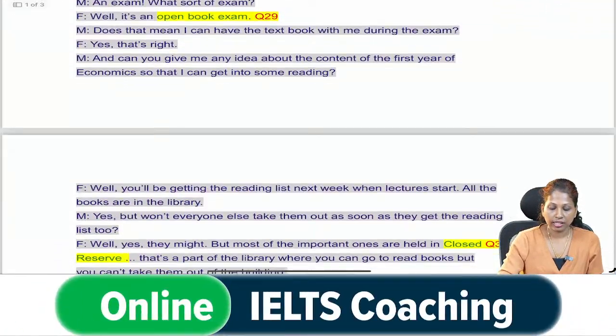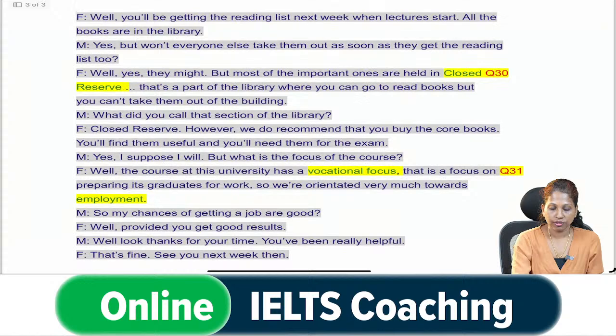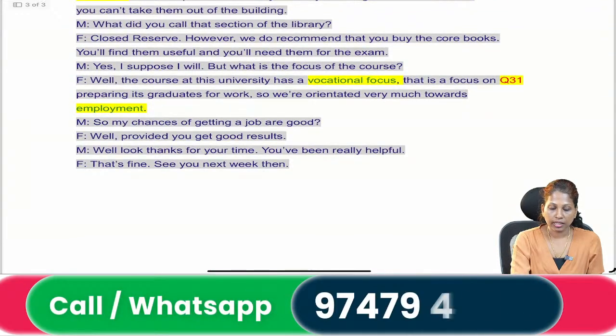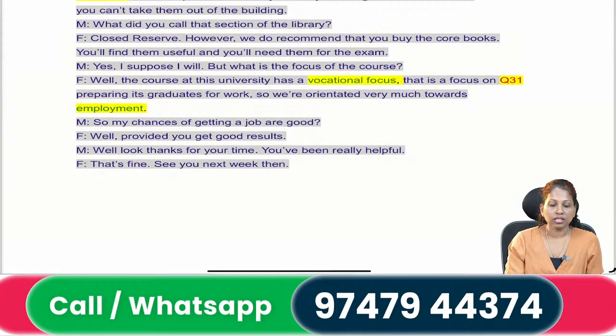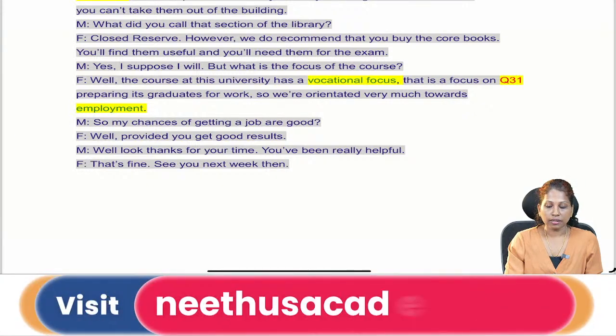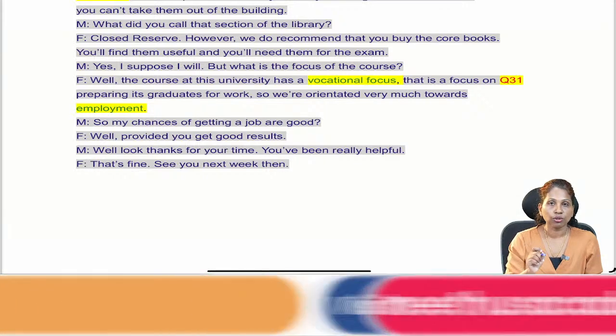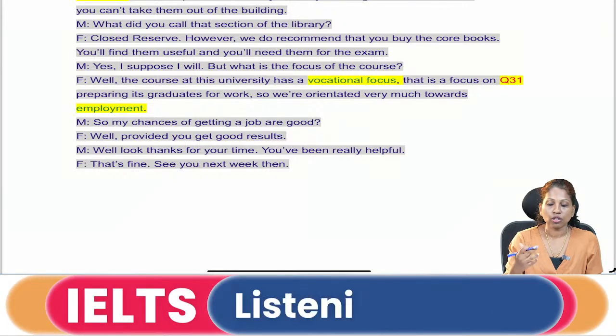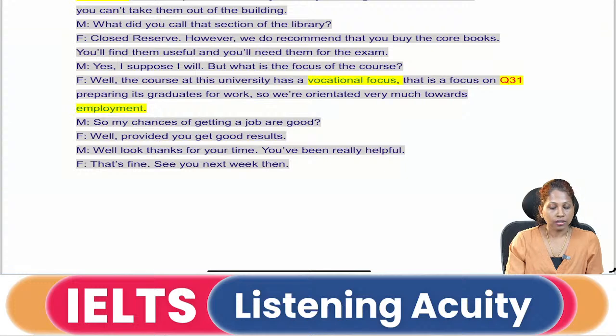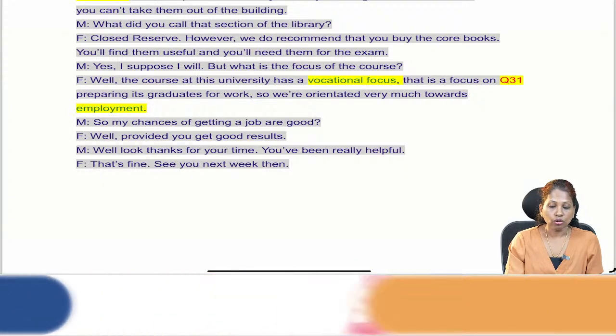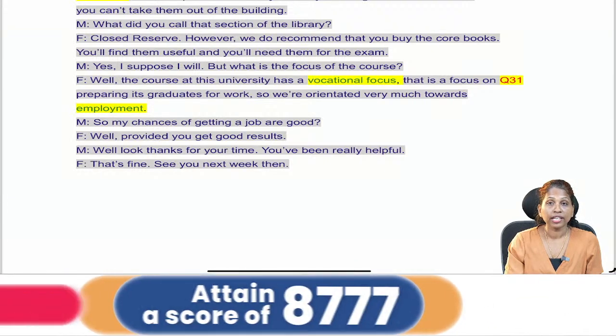Okay, coming to the last section of the audio script, you can see we have done till closed reserve. Then the next question itself, the student is asking, yes I suppose will. After that he says, what is the focus of the course? So we are looking for the course focus. What is the course aiming at? She replies for that, well, the course at this university has a vocational focus.